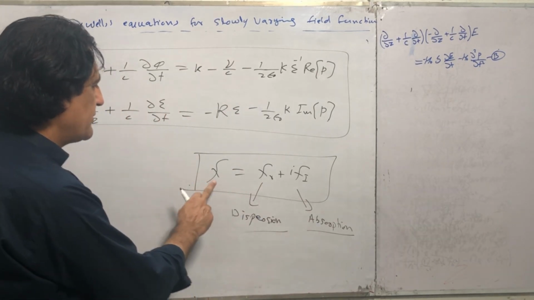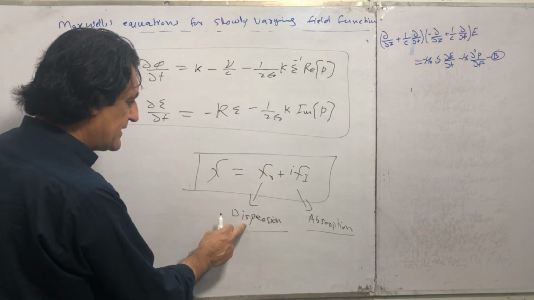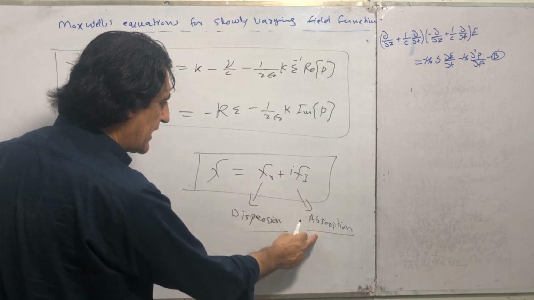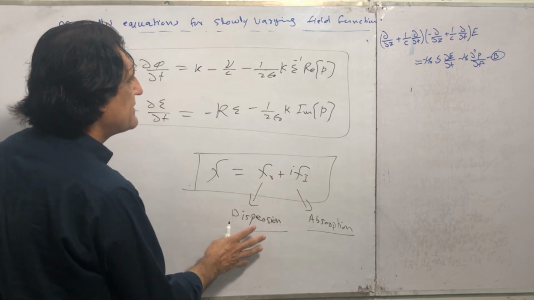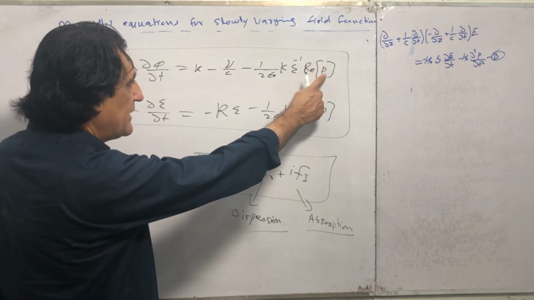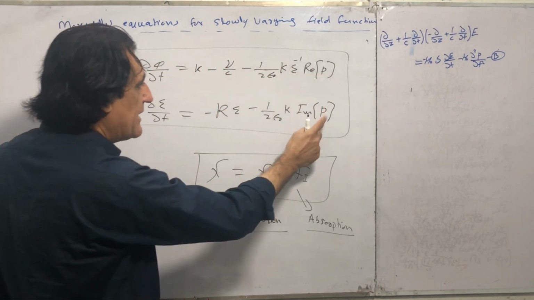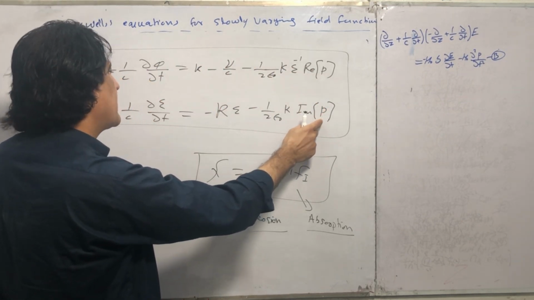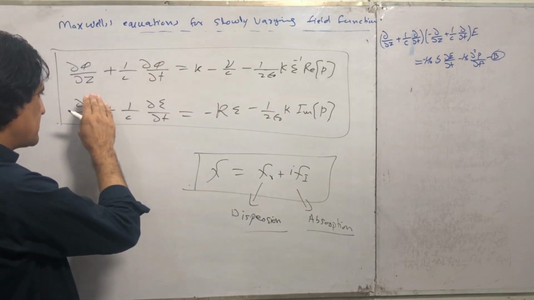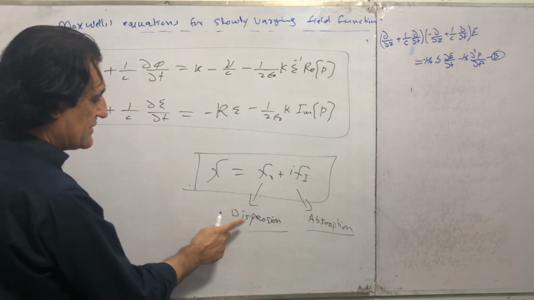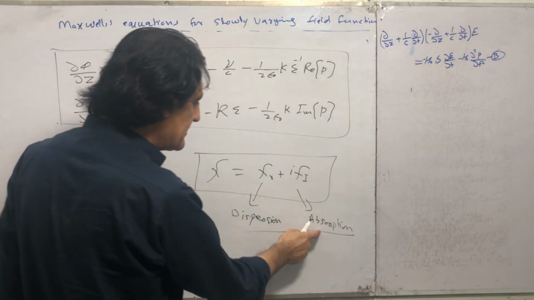So here you can see that this is related to the dispersion and this is related to the absorption, and it is because the real part of the polarization is directly related to the phase, and the imaginary part of the polarization is directly related to the amplitude. So this is related to dispersion and absorption.